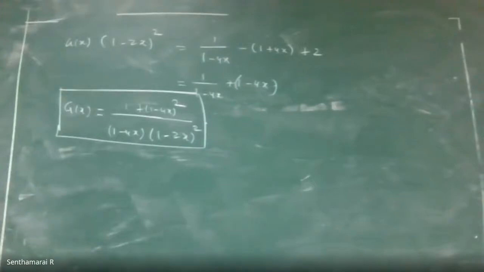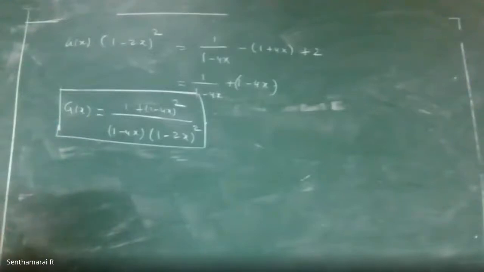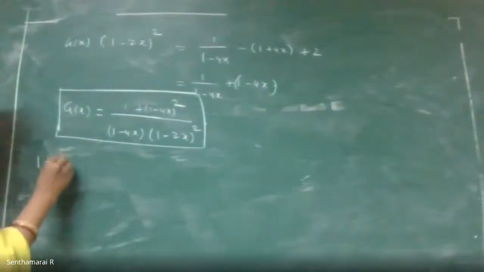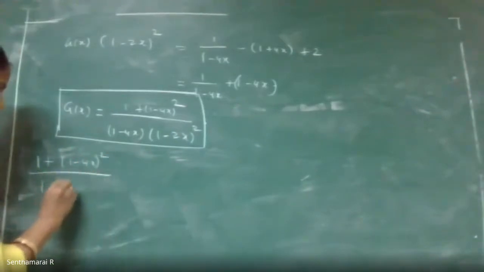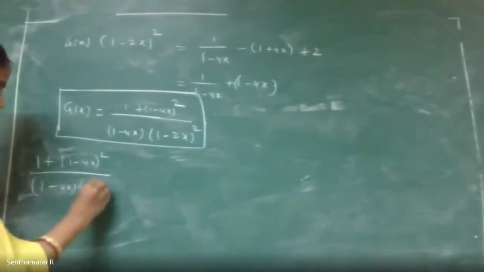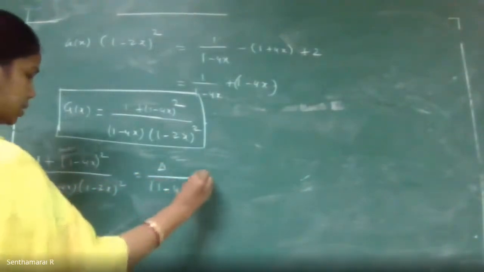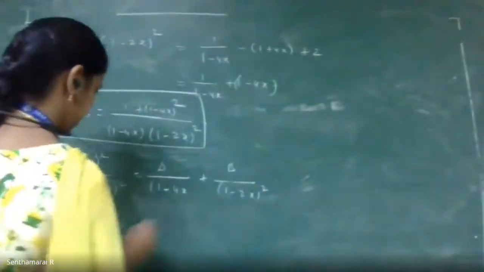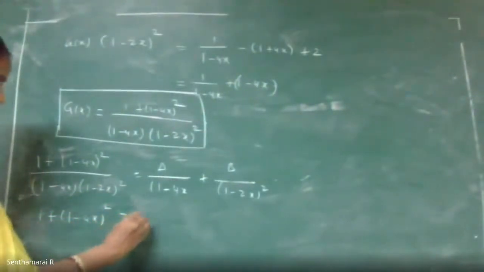Okay, you should understand how we got the G of x. Then the remaining goes by means of partial fraction method. Now we have to write it in the summation format. To write like that, I take 1 plus 1 minus 4x the whole square by 1 minus 4x into 1 minus 2x the whole square equal to A by 1 minus 4x plus B by 1 minus 2x the whole square.